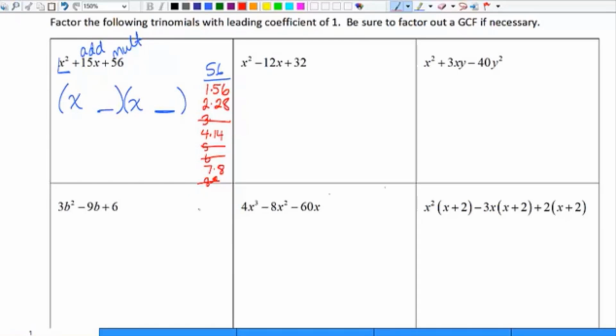So now that I have those factors, what you want to do is look through your list and decide which two factors will add to a positive 15. Well, in this case, it's the 7 and the 8. So I'm going to come in here and put plus 7 and plus 8, and that is my factorization.